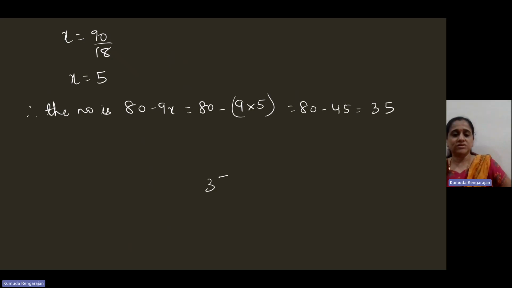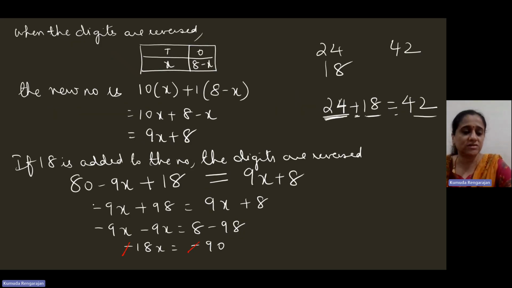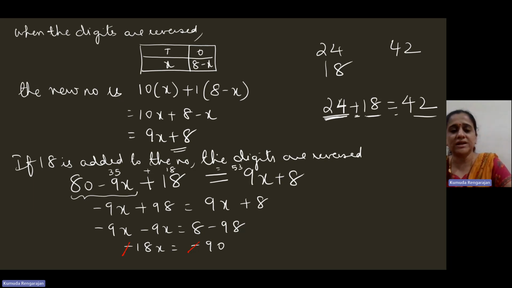See, the number is 35. So what is the sum of the digits? 5 plus 3, 8. And when you add 18 to this number, what's the sum? 13, 1 carried over, 53. See, 35 plus 18 is equal to 53. That's the equation we constructed here. This is the original number, 35. To the original number 35, when you add 18, you get what? 53. You get 53. That is this new number, 9x plus 8.